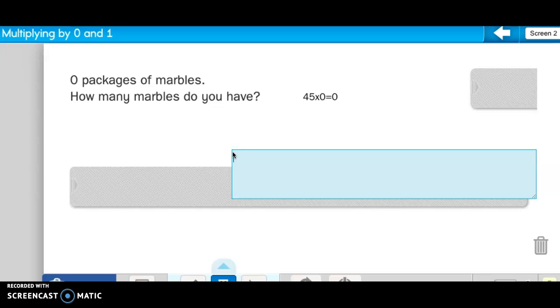Let's say I had 1,000 balloons in a package, and I bought no packages. How many balloons would I have? I would have 0. Anything times 0 is 0.